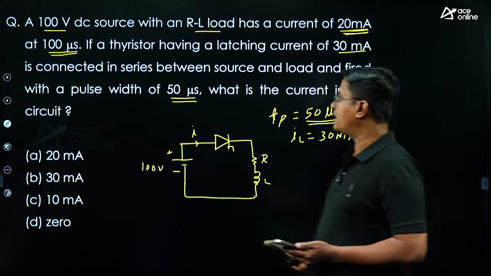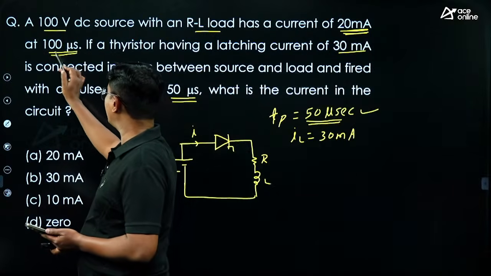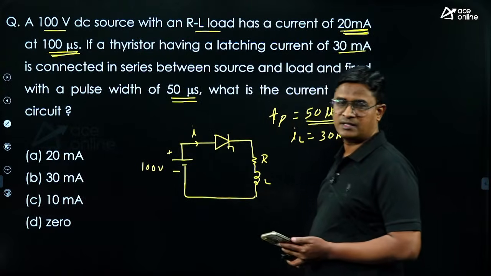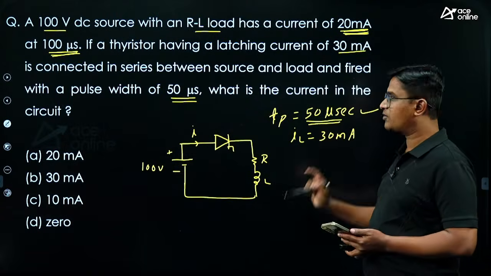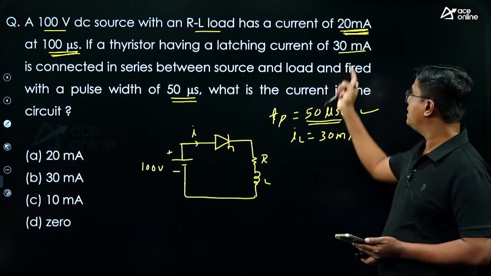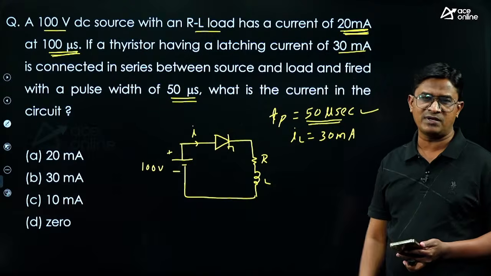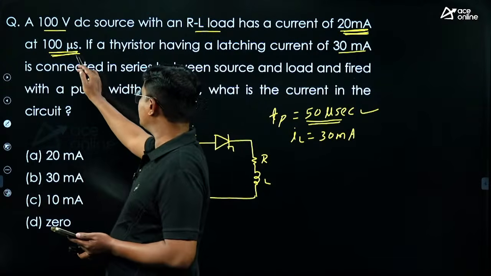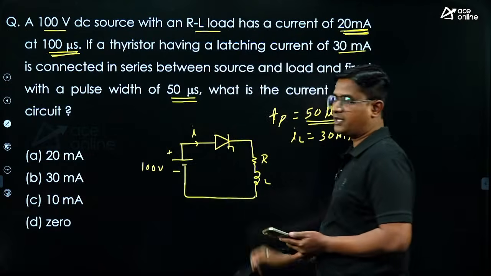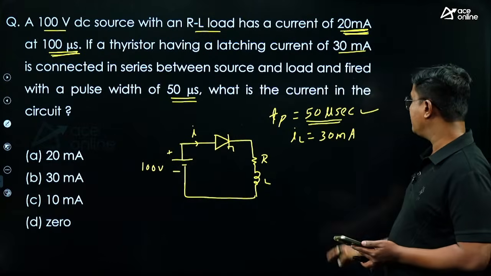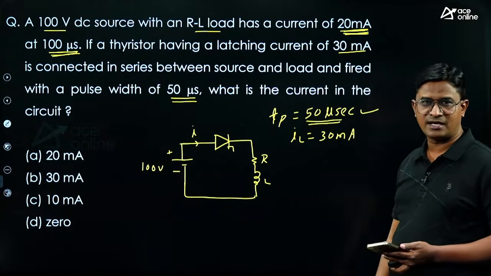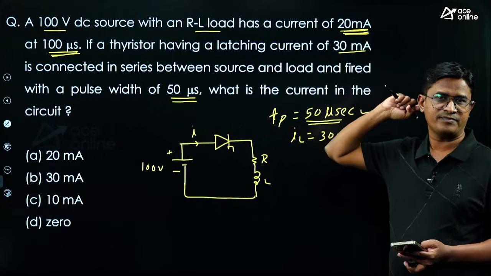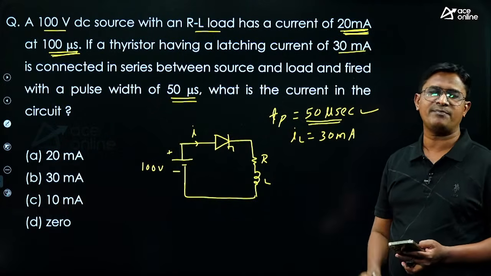Tell me, at 100 microsecond, if my circuit current is 20 milliampere, then at 50 microsecond will my circuit current be less than 20 milliampere or greater than 20 milliampere? Obviously it will be less than 20 milliampere.